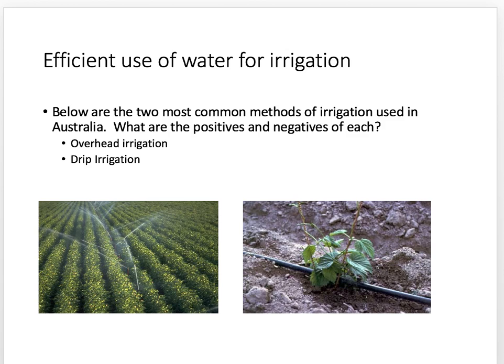Okay, we have to think about, well, what are the positives and negatives of both? So we've got overhead irrigation here and drip irrigation. We've looked at the uses, the effects on salinity, and I've got a question for you. If you do your readings, you'll be able to answer these questions. And that just shows you the picture of what each type of irrigation is.